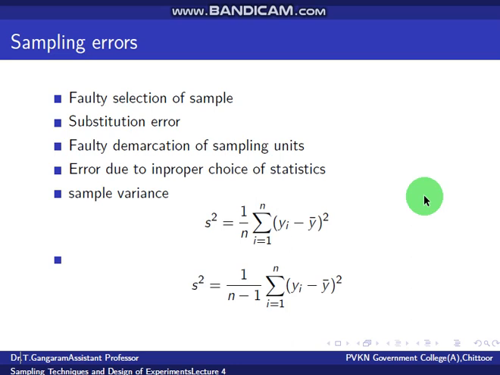But s square equal to 1 by n minus 1 summation i equal to 1 to n of (yi minus y bar) whole square is an unbiased estimate of population variance sigma square. Therefore, if s square is obtained by the first formula, there will be some errors in the estimate. This type of errors can be eliminated by proper choice of the statistic. By increasing the sample size small n, we can decrease the sampling errors.